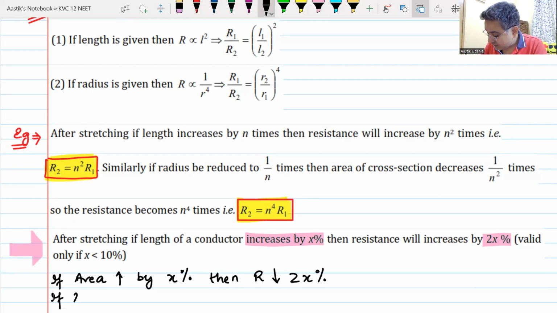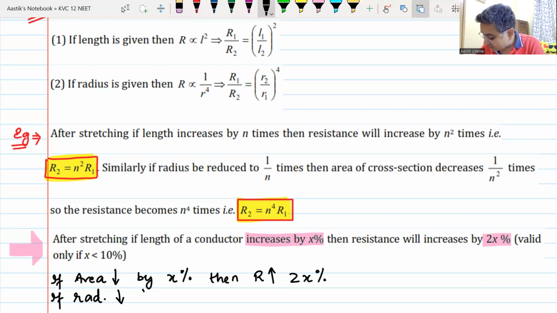Now remember, I should not write it this way, because they are not going to increase the area. To increase the area, you have to compress the wire. That will not make sense. So area is going to decrease. That will be the case coming to you. So if area decreases by x%, resistance will increase by 2x%. That is what you remember.